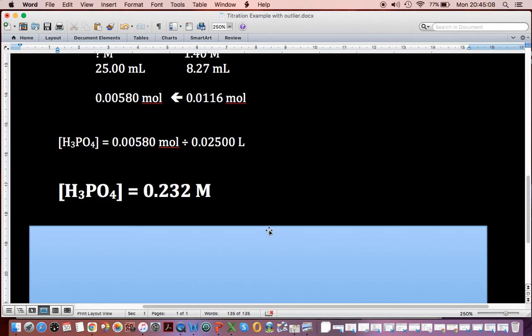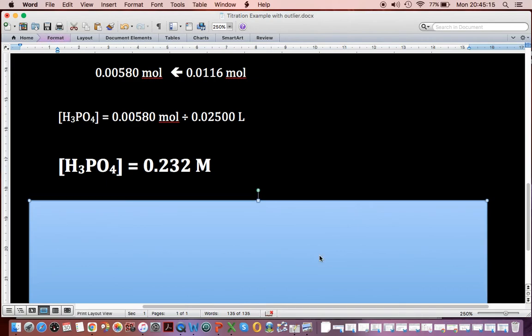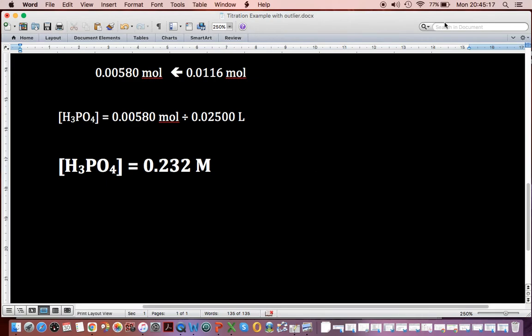So the 2 things were the outlier, and then also this is a kind of fancy reaction where we just showed the removal of 2 protons. So those would be the 2 biggies for what we care about in this video.